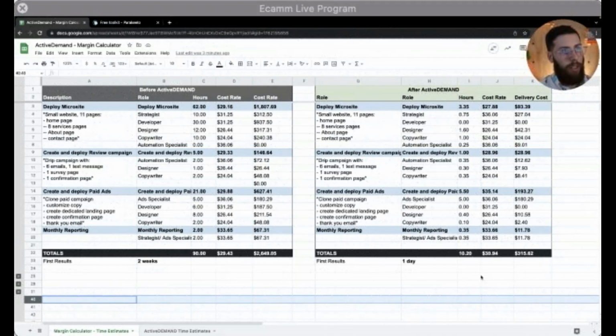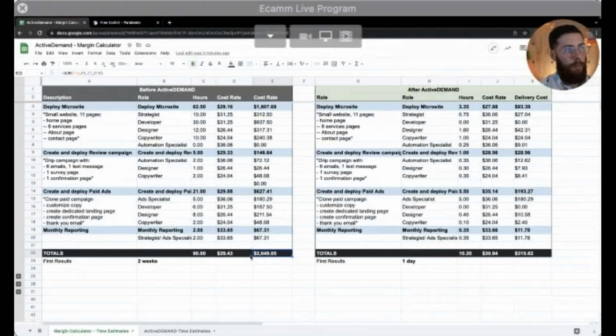There are three main drivers here. Well, really two main drivers. The first is the amount of time that it takes for you to do something, and then the cost of that time. In aggregate, that's going to determine your delivery cost. And based on your delivery cost, there are a number of things that we're going to look at.